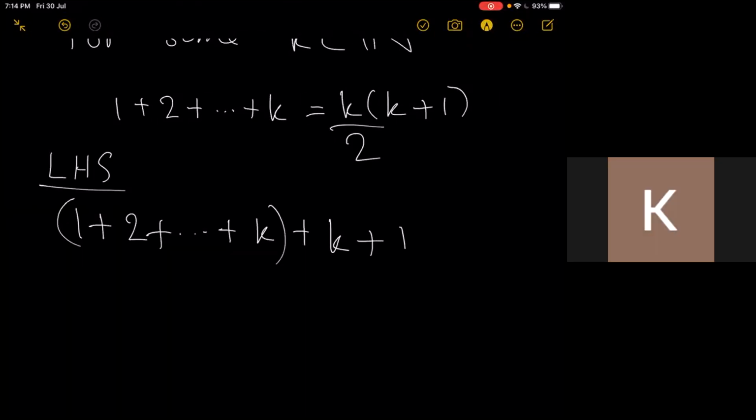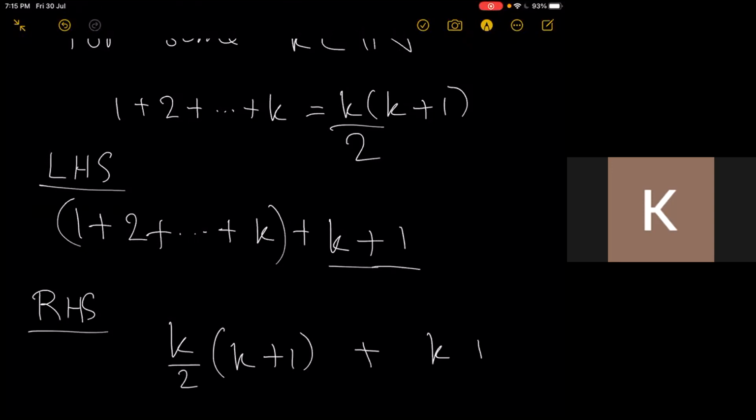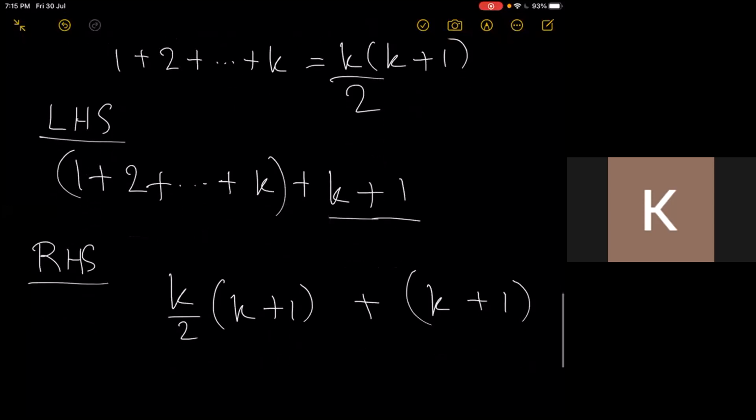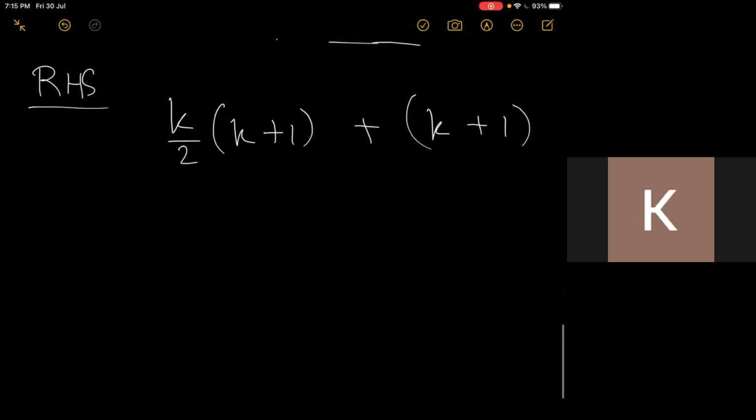This is the LHS. And what is the RHS? RHS is also the same thing. We will only add a k plus 1. So k by 2 into k plus 1 plus another k plus 1. We added a k plus 1 on both sides basically. So everyone understood this step now? Anyone having trouble, please tell me. Okay, I'm assuming everyone understood.